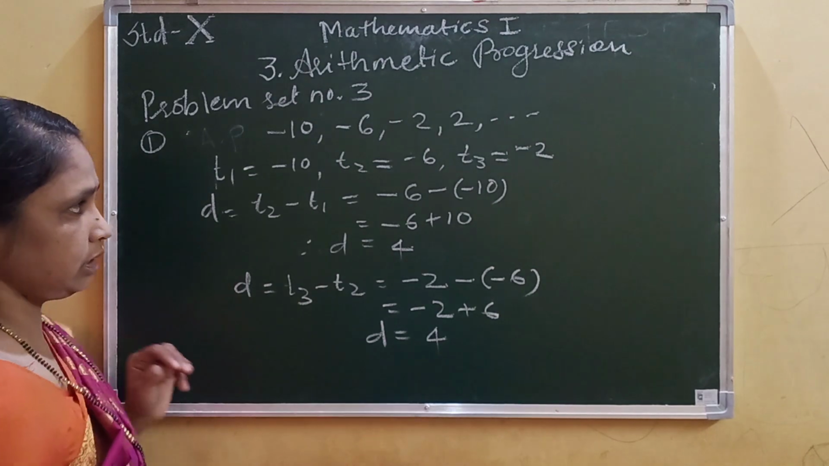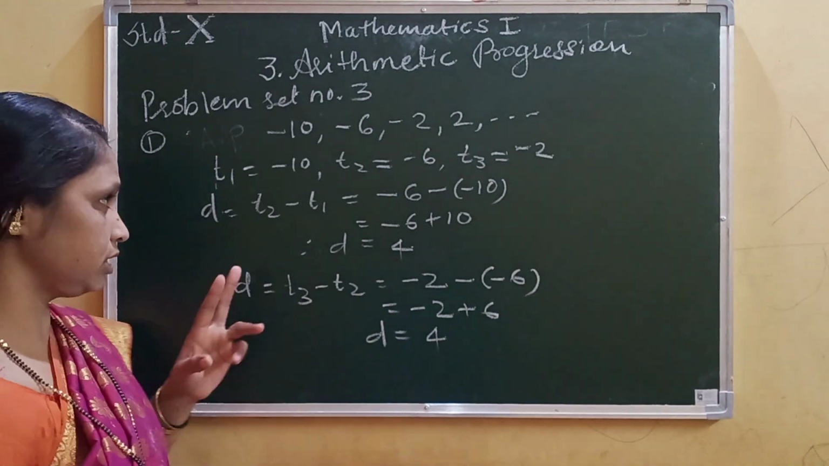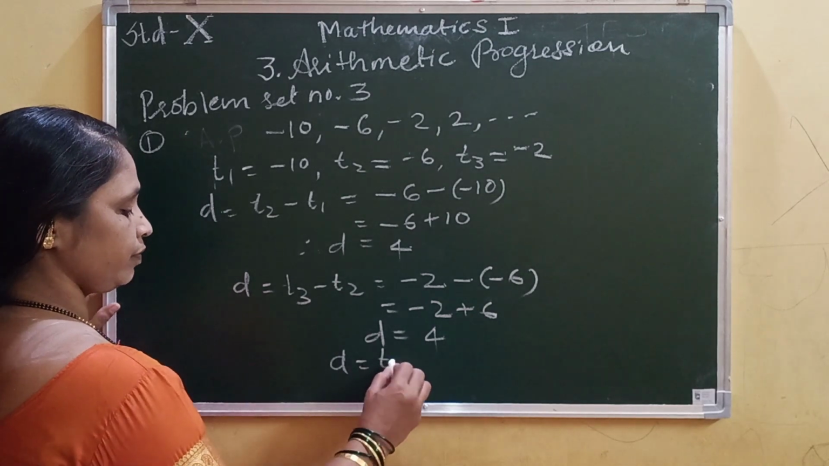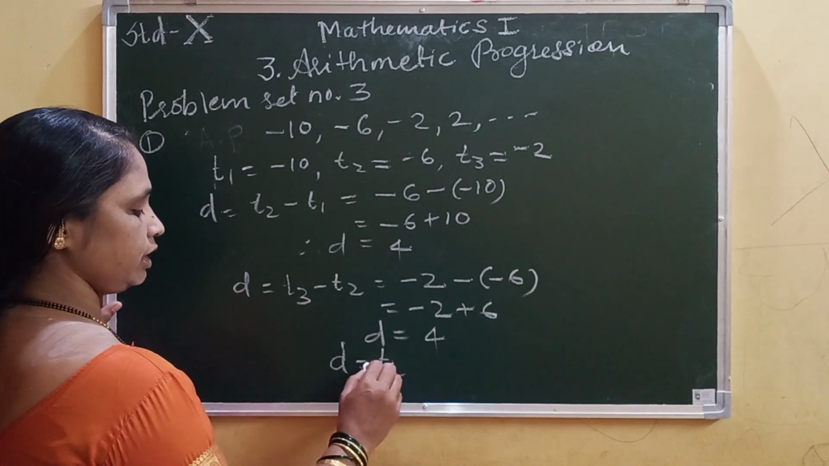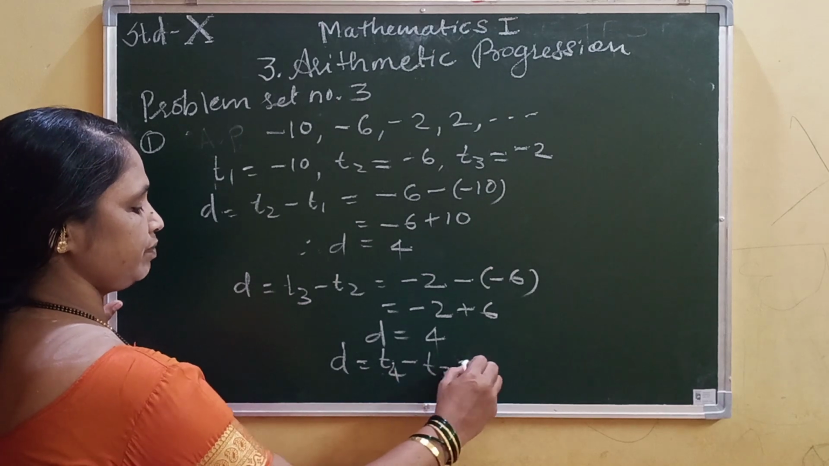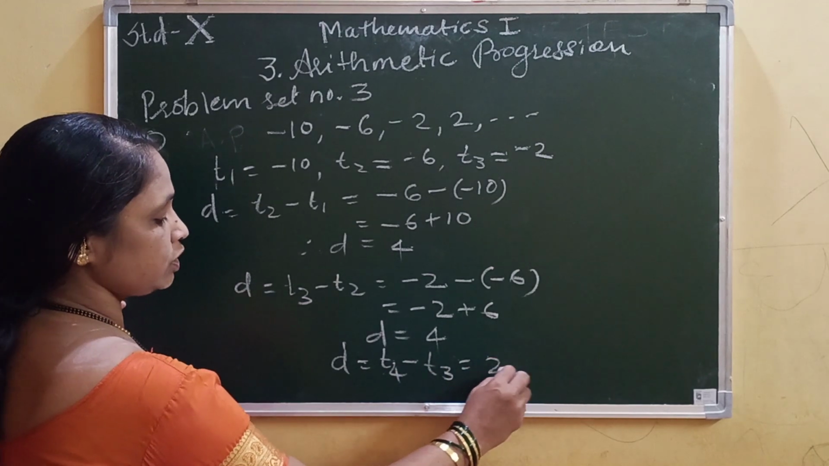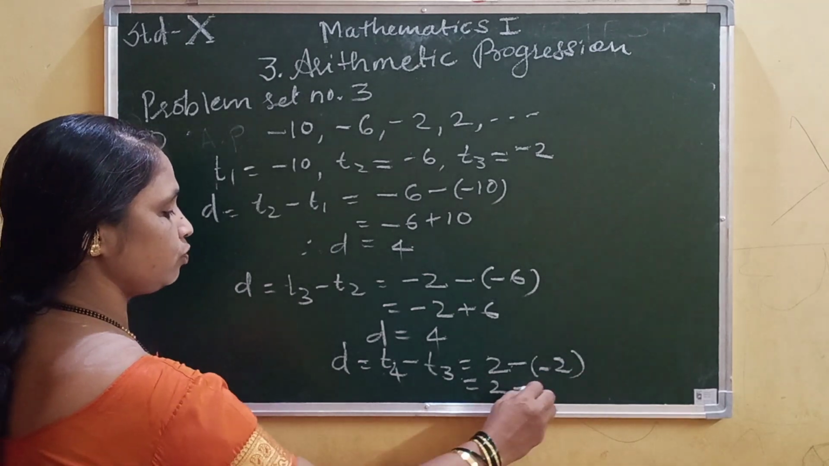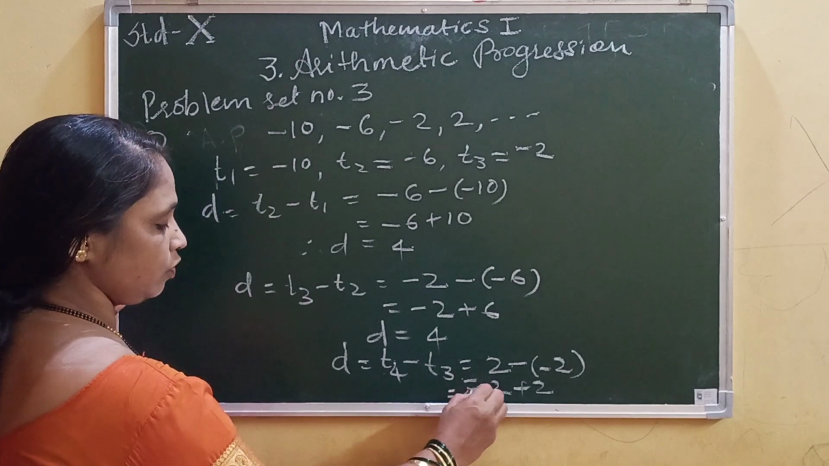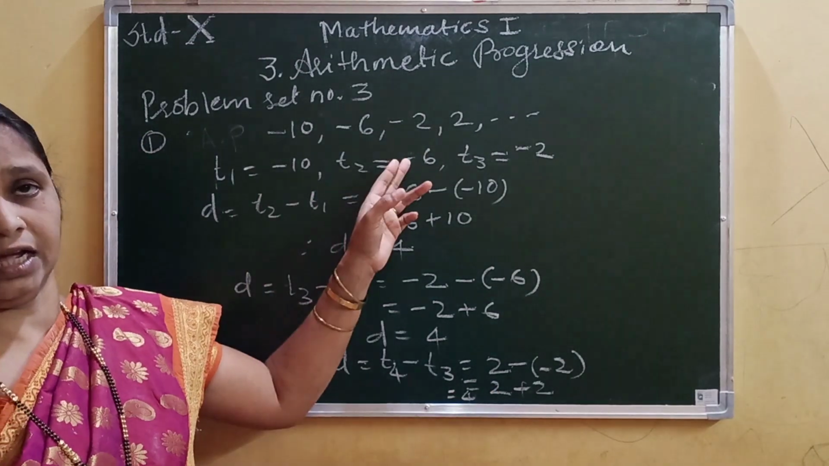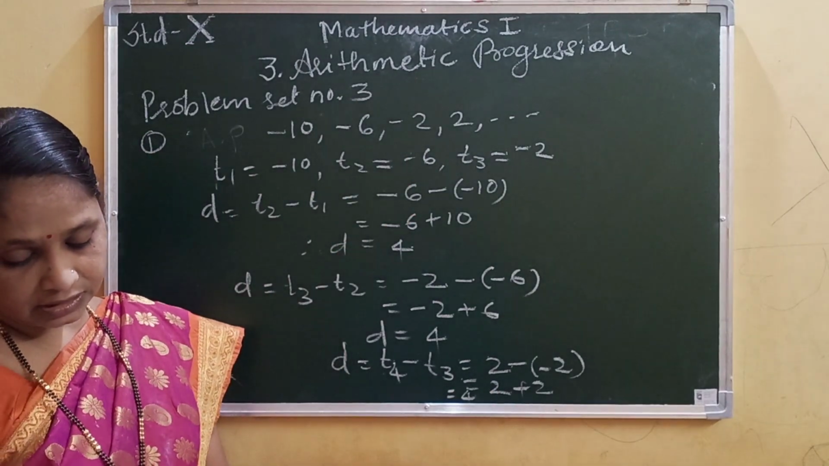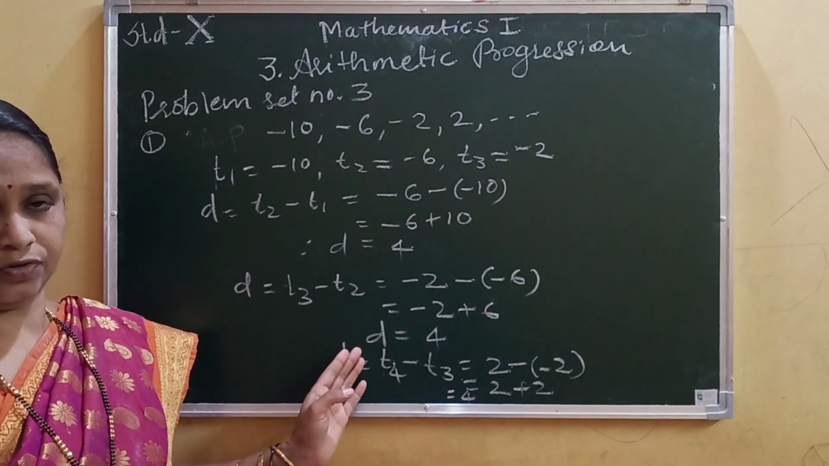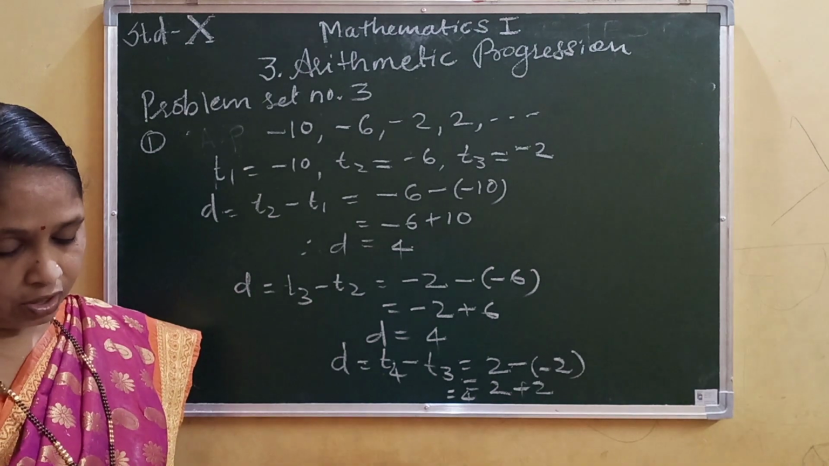Now see, this difference is coming same. Now see fourth also, if you want to see, D is equal to T4 minus T3. T4 is 2 and T3 is -2, so it is equal to 2 plus 2 which is equal to 4, which means it is an AP and the difference is 4. So option number B. Okay, you have to solve this. Now fill in the blanks we are doing, you have to simplify it.